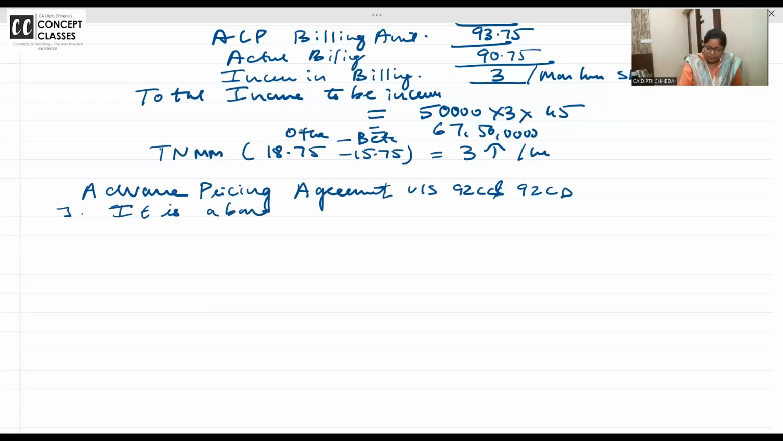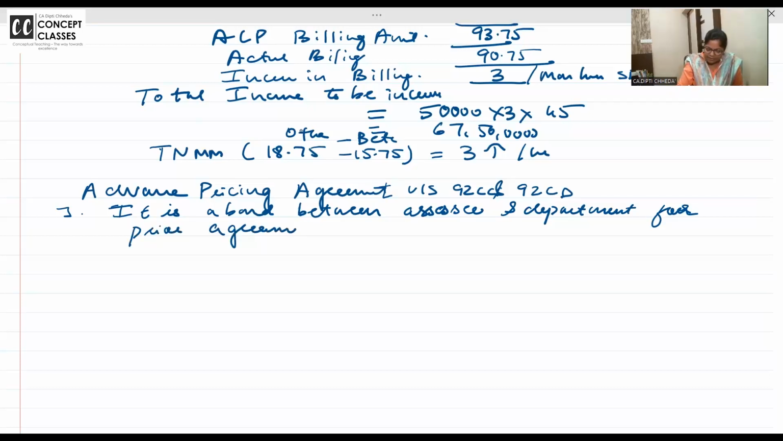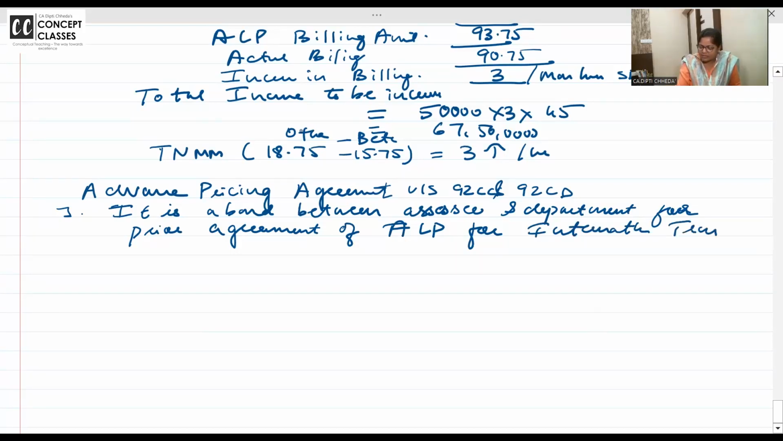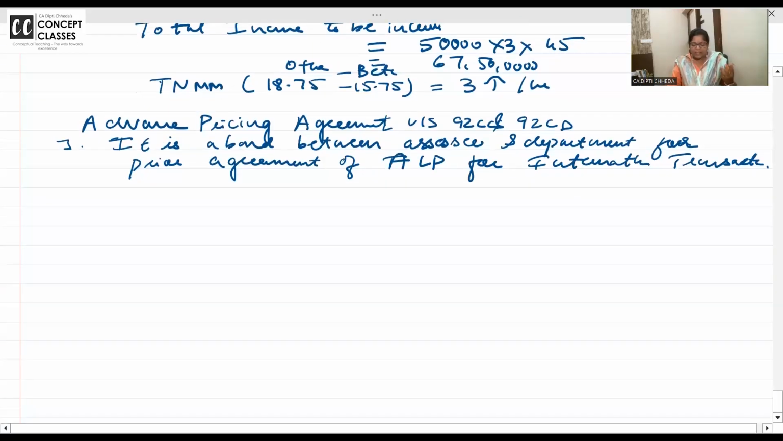It is a bond between, it is a bond. Write down all of you a little fast. It is a bond between the SSE and the department for prior agreement of ALP for international transaction. Advanced pricing agreement, it is a bond between the SSE. लिखने से ना जिस्ट याद हो जाएगा, पूरा छोड़ने से अच्छा. So write down: an SSE for prior agreement of arm's length price for international transaction.